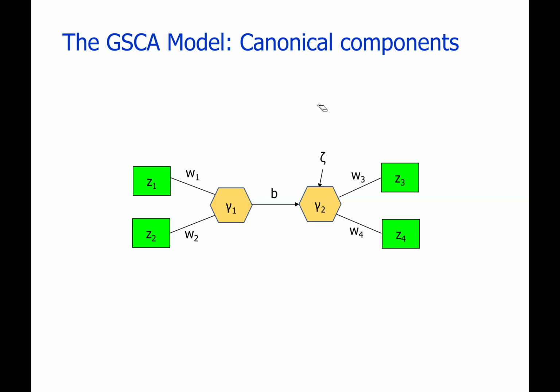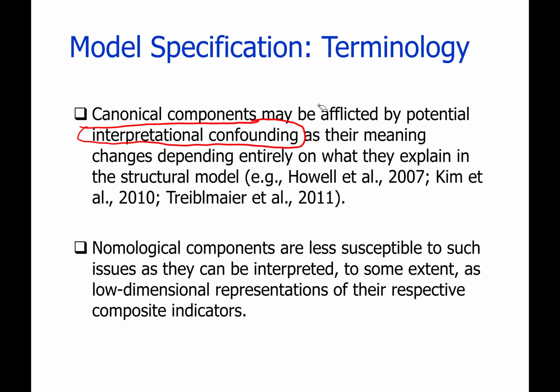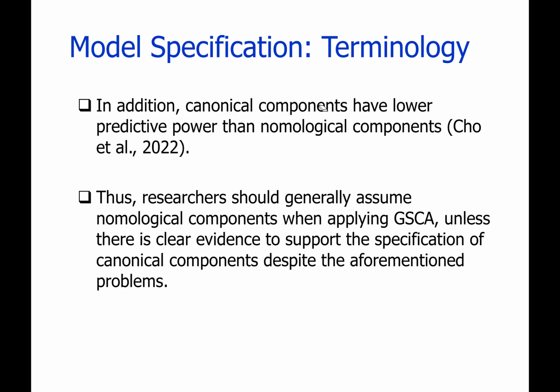Okay, it's moving. So this is one problem, but the canonical components are actually less sensitive to such interpretational confounding issue because the nomological components are always going to explain their own indicators to some extent. This is all I can say for now. And also, the canonical components have lower prediction power than nomological components.